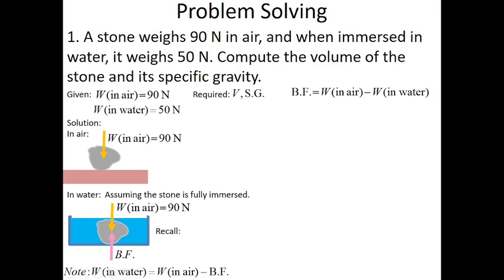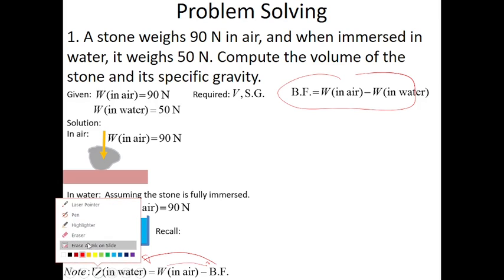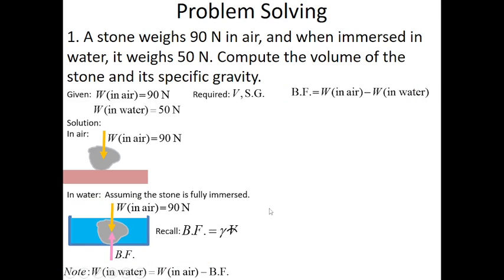So, in that case, I just transposed it, that's why we arrived at this equation. So, recall that the buoyant force is the product of the specific weight of the liquid and the volume displaced. So, in this case, the specific weight multiplied by the volume displaced.